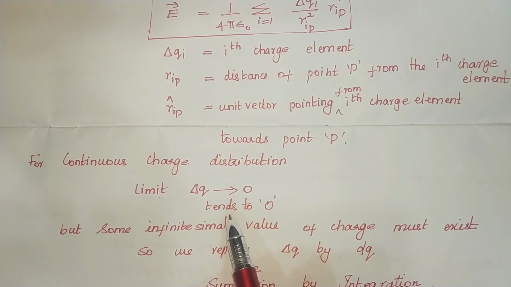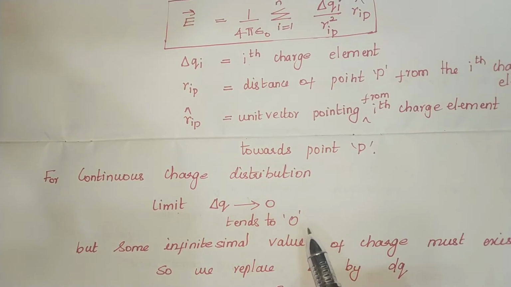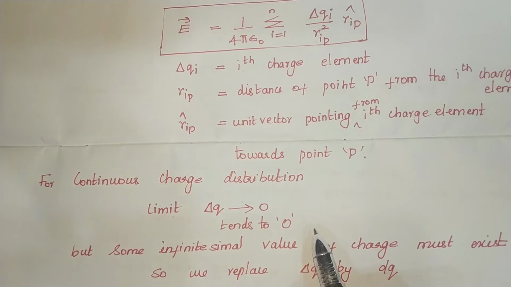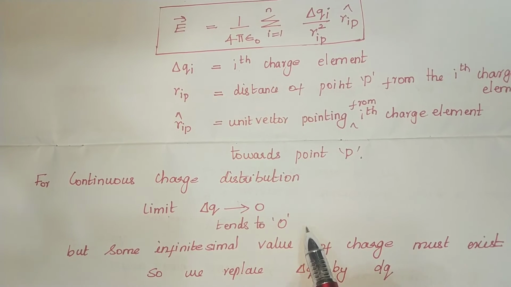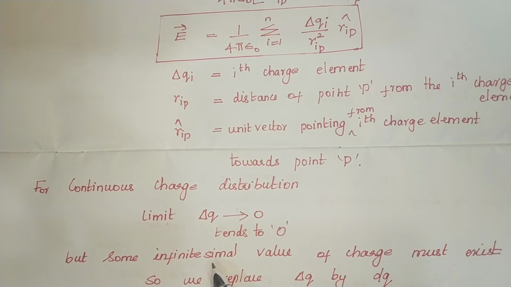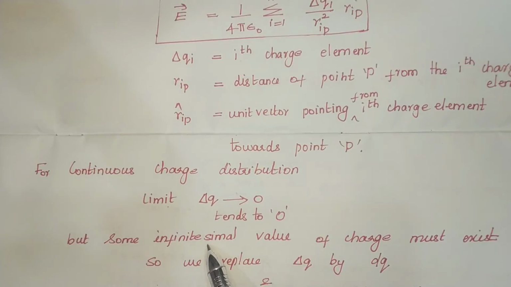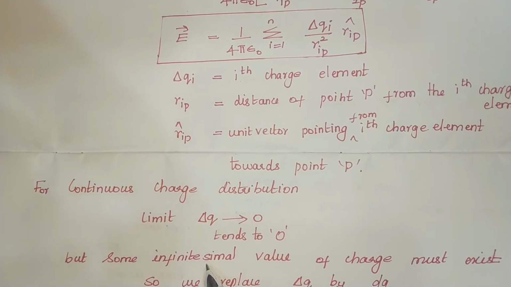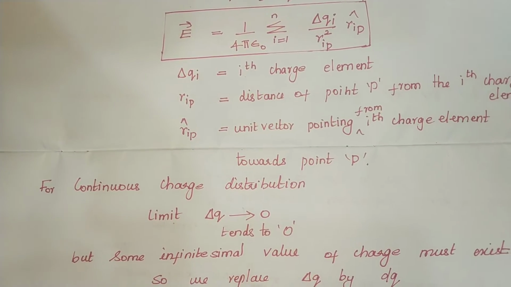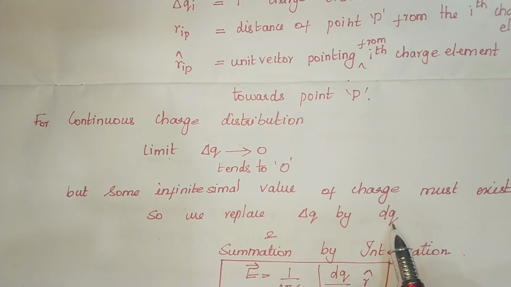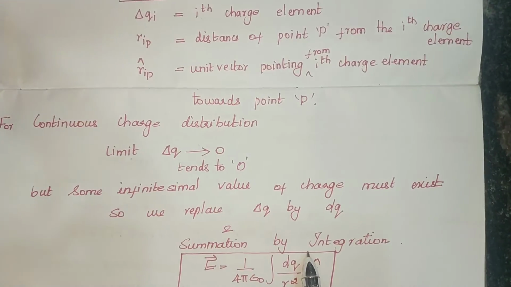Here for continuous charge distribution, when we take the limit del Q will be tending to 0. Here tends to 0 is not acceptable here, because we need some minimum value of charge, isn't it? That is, some infinitesimal value of charge must exist. Infinitesimal means it is not zero, just a minimum value. Okay, so we have to replace del q by dq, and we are replacing summation by integration.